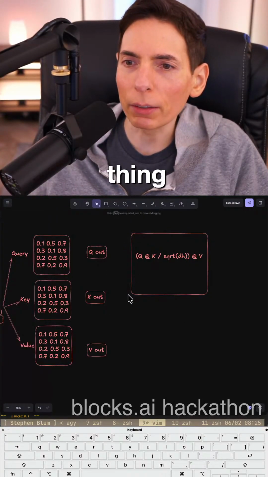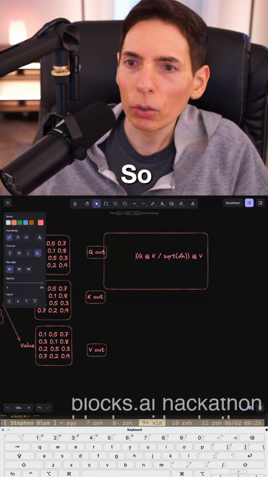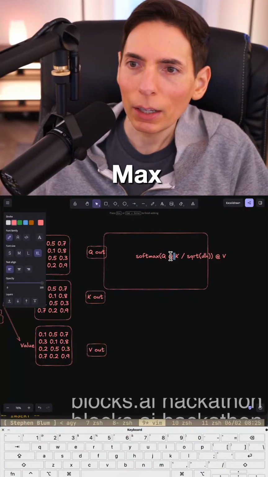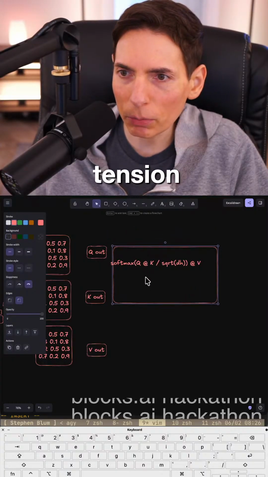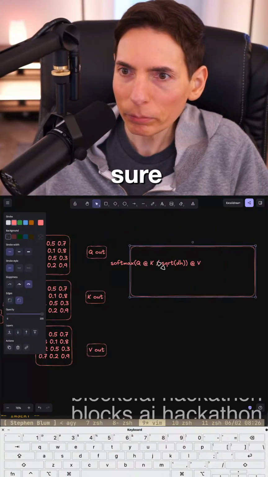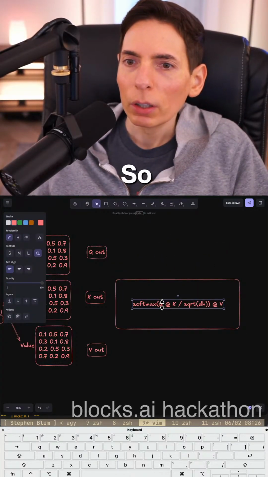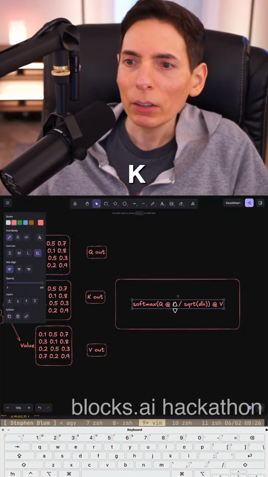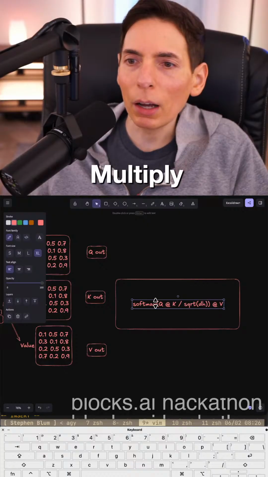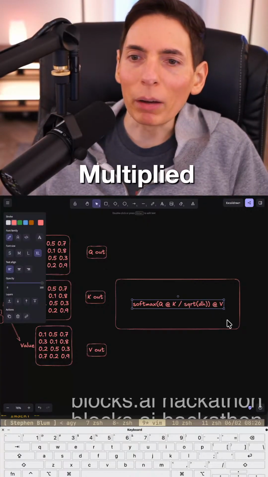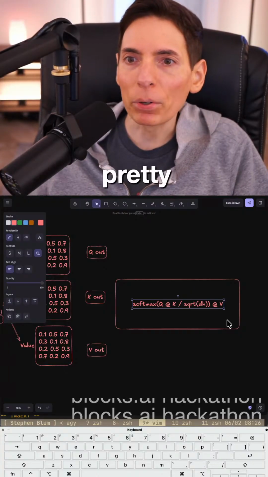Oh, and then we softmax the whole thing, right? Or no, we only softmax this part right here. So softmax, and then I think this is the full attention, right? Yes. Let me assign there. Perfect. So Q matmult K divided by the square root of the dimensions in the head, multiply the softmax by the value. I think that's the full attention right there. I'm pretty sure.